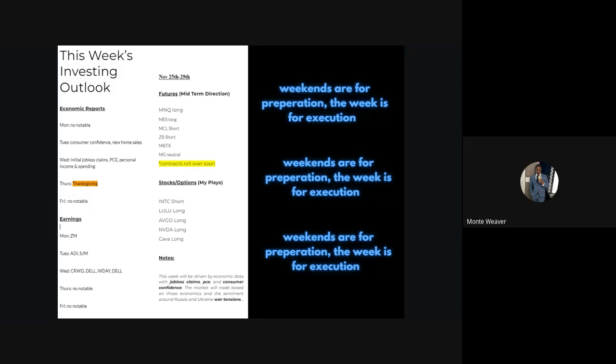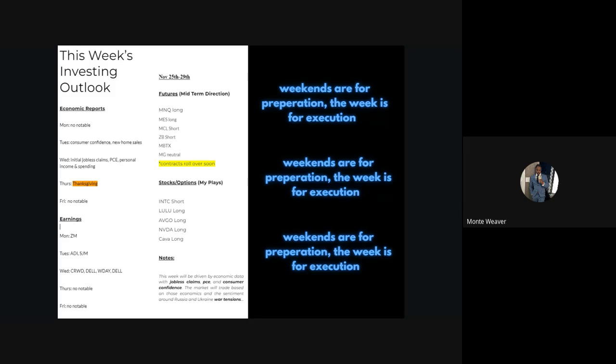For futures, I'm long NASDAQ, long ES, which is the S&P 500, short crude, and short ZB. I'm long Bitcoin futures, and I'm neutral on gold futures. Contracts will roll over soon, so if you are trading futures, make sure you roll those contracts over for the next month. It happens on Friday.